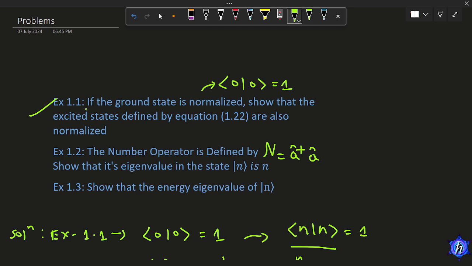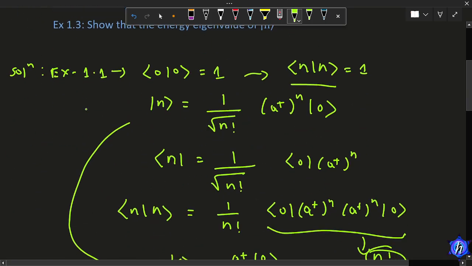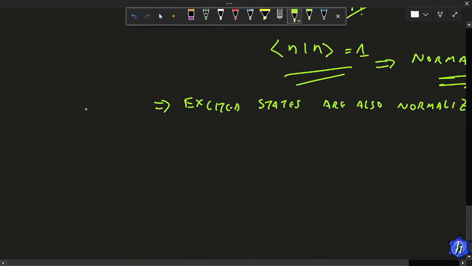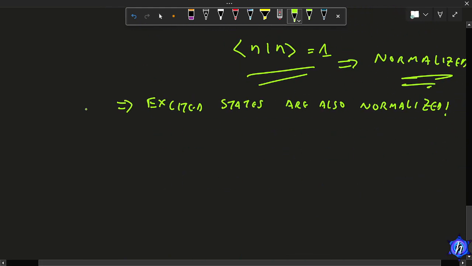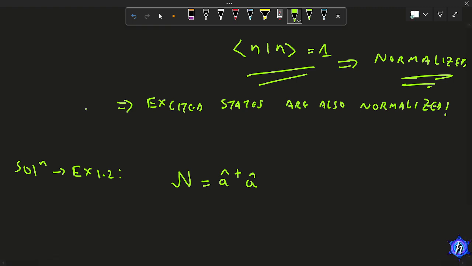Show that its eigenvalue in the state n is n. Okay, we can do this. It's a very simple exercise, just a three-line exercise. Solution to exercise 1.2. The number operator is defined as curly N equals a dagger a. We have been asked to show that its eigenvalue in the state n is n.